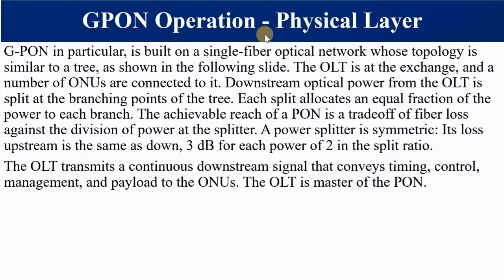Physical layer operation of a GPON network. You remember the OSI 7 layers, so we are looking at the physical layer operation. We have an OLT at the central office or exchange, and we have a number of ONTs in our network. The power from the OLT in the downstream direction is split at each branching point at the splitter. So the power is split equally among each drop fiber or branch.